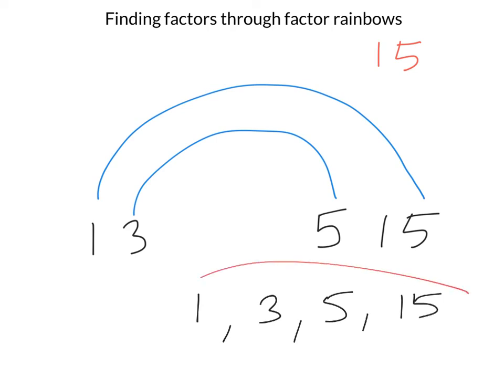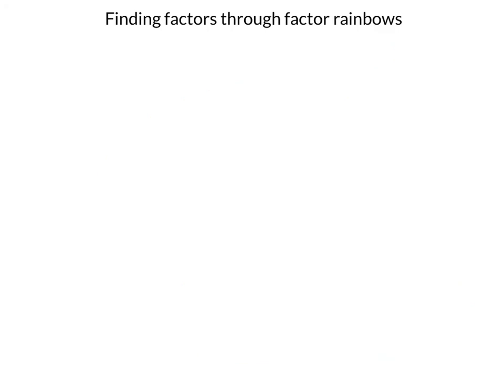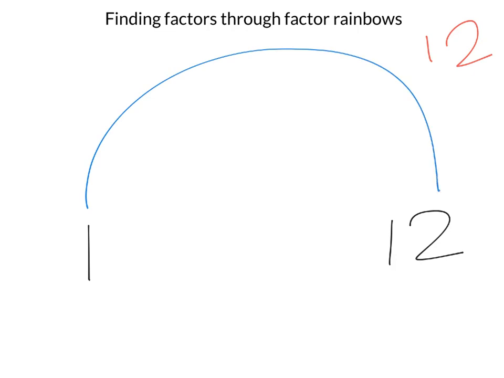Those are your factors. Now let's try the same number that we tried last time with the arrays, which was the number 12. And let's see if we can come up with the exact same factors using a factor rainbow instead of the array that we used last time. All right, let's start with the number 12 right up here. And like I said, let's start off with the number 1. 1 times 12 equals 12. Of course we know that. Here we go. There's your rainbow.